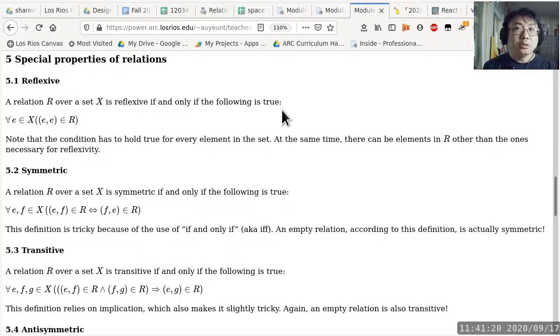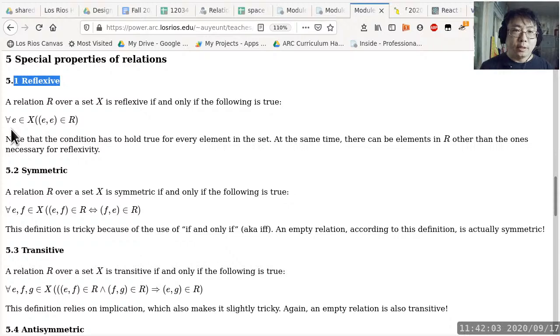As such, it is important to understand how they are defined. We'll start with something simple: whether a relation is reflexive. So we'll look at the definition here. A relation R over a set X is reflexive if and only if the following is true. We are looking at this as a statement that can be either true or false, and all it says is: for each e in X, (e, e) is in R. This is the requirement for a relation to be reflexive.